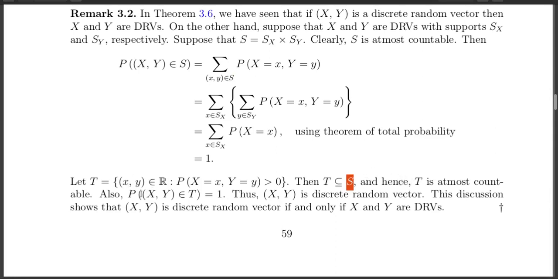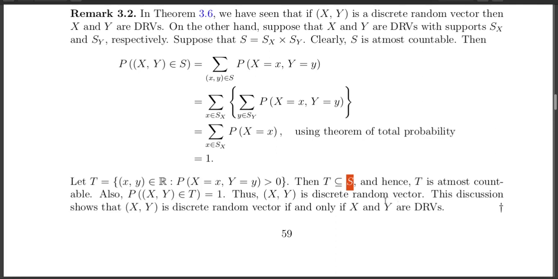Also, the probability that XY belongs to T is equal to 1. Why is this true? If it were not true, the probability would be strictly less than 1, which means outside T there would be some points with probability strictly greater than 0, which cannot be possible because of the definition of the set T. So now what we got is that T is an at most countable set for which the probability that X equals x, Y equals y is strictly greater than 0, and the probability that XY belongs to T equals 1. So XY is a discrete random vector.